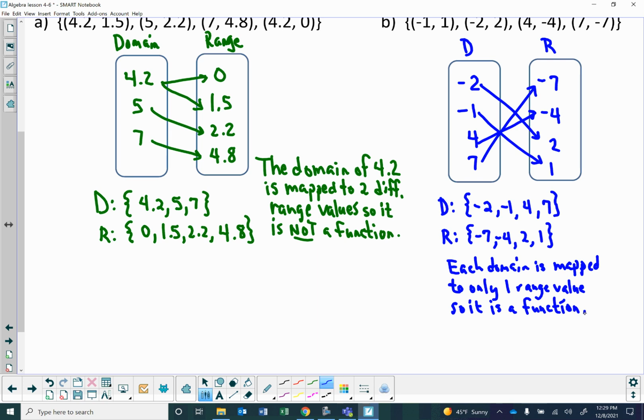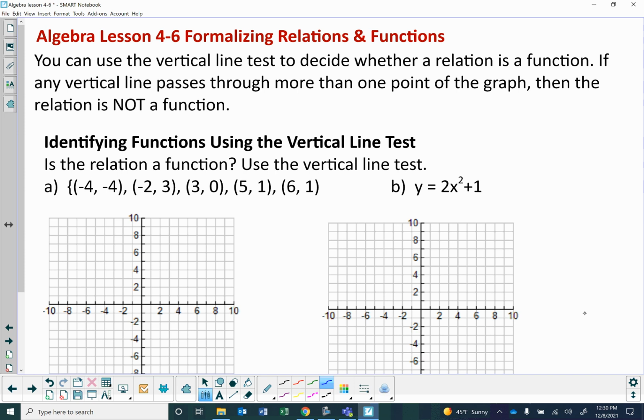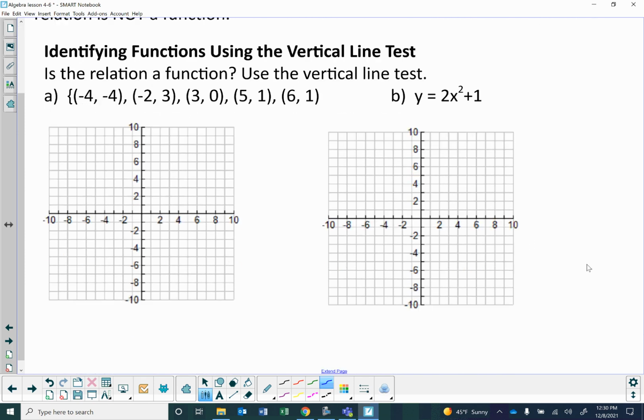Okay. Remember when we went through the vocabulary, I said if a graph passed a vertical line test, then it was a function. I'm going to get into that vertical line test now. You can use a vertical line test to decide whether a relation is a function or not. If any vertical line will pass through more than one point of the graph, then the relation is not a function. Remember, a vertical line is an up and down line, not a side-to-side line. So if it says identify functions using the vertical line test, is the relation a function, use the vertical line test. The first one, they give us points, so we can just plot those points.